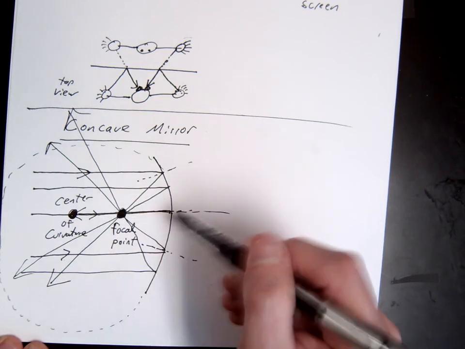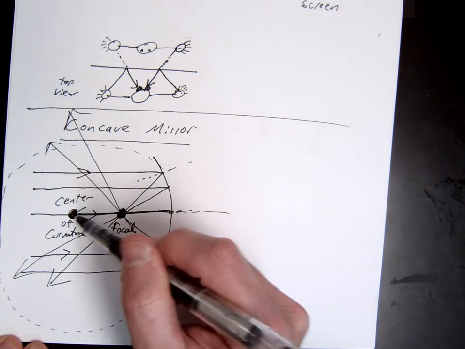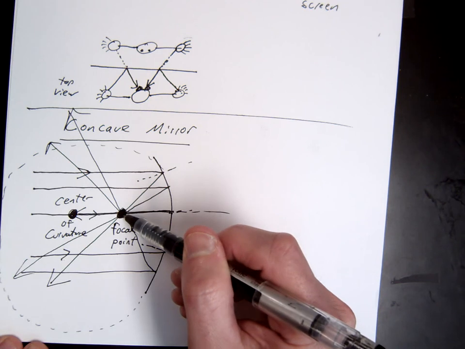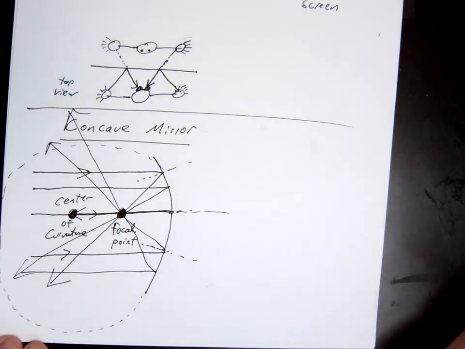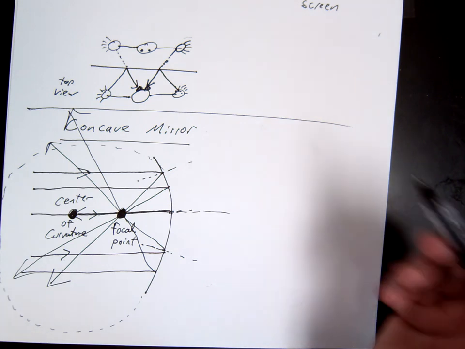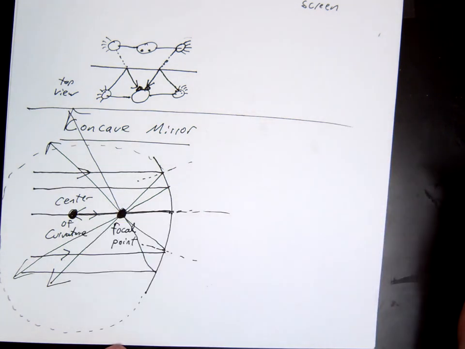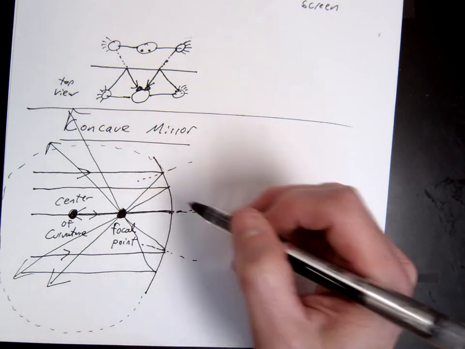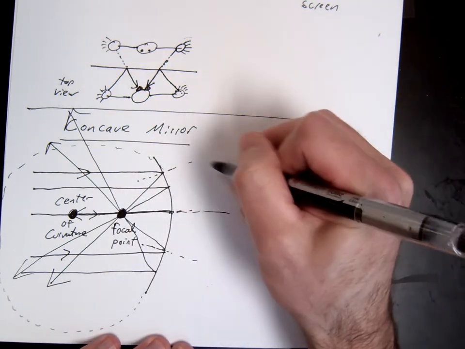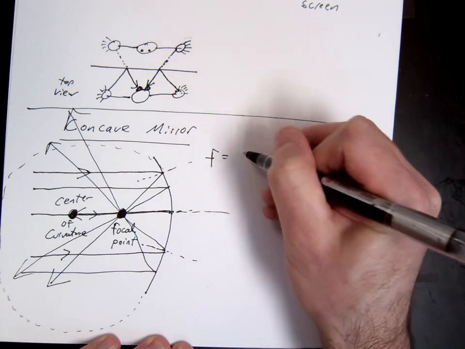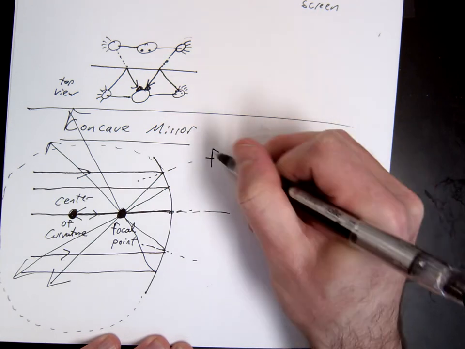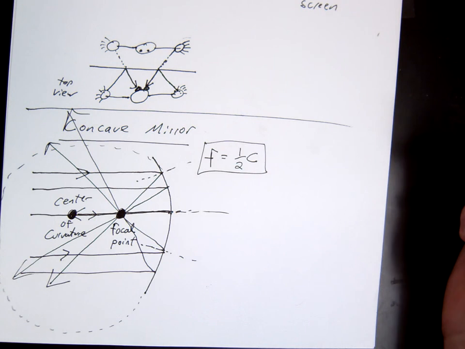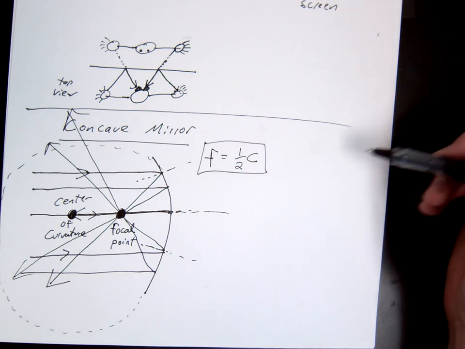As it turns out, there's a very nice relationship between the center of curvature and the focal point. Anyone see what it might be? The focal point's equal to the center of curvature? No. It is halfway. The focal point is exactly halfway to the center of curvature. So we could write F equals 1/2 of C. This is a really nice relationship that we'll utilize later.